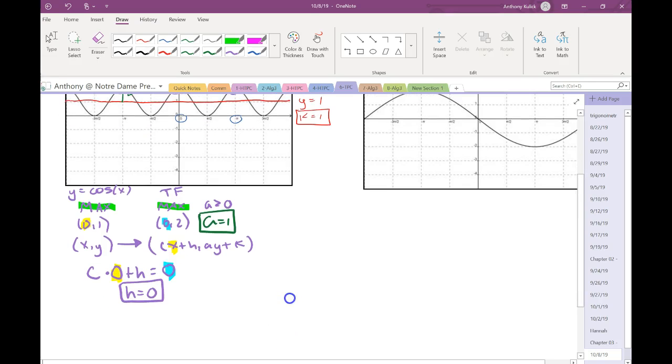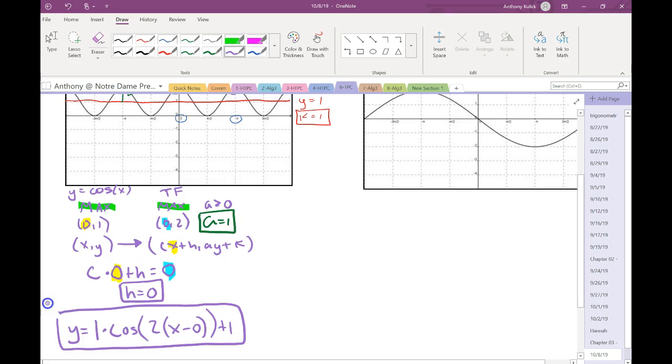So now I have everything I need. So I can write y equals positive 1 times cosine of 1/2 x minus 0. Oops, not 1/2 though, because it's the reciprocal of c. That should be 2 plus 1. And if you want, you could clean up that stuff inside the parentheses and just write that as 2x. Certainly that's fine. X minus 0 is x, and 2 times x is 2x.